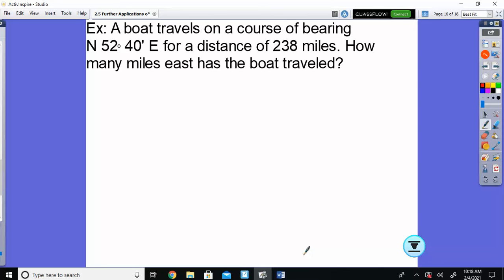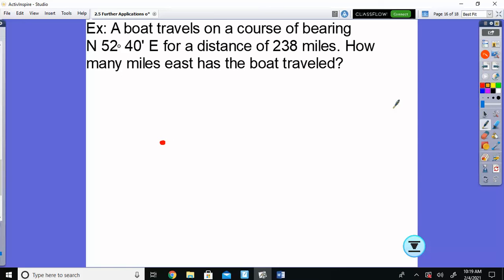Take a second and draw this picture for me. Try to read it and draw your picture. So our boat is starting somewhere. Here's my boat.